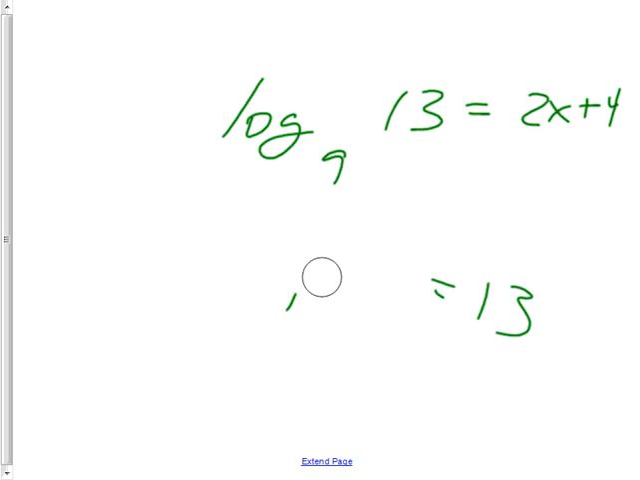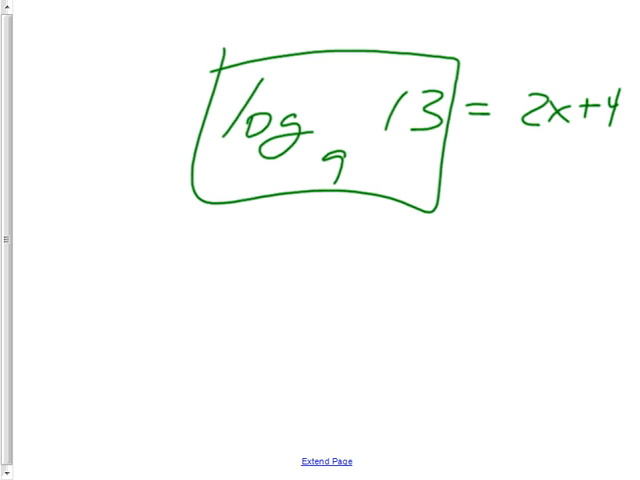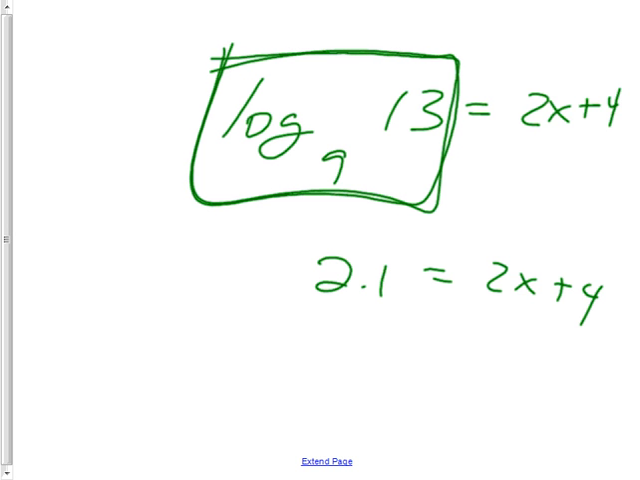You just do it on the calculator because it's a calculator allowed part. What would that be? Log 13 divided by log 9. Get a decimal. And then it's really simple from there. If this is like 2.1 or whatever, then you just add or subtract 4 and divide by 2. The point is, these can be done. You don't have to always rewrite the problem. Granted, rewriting works almost every time.